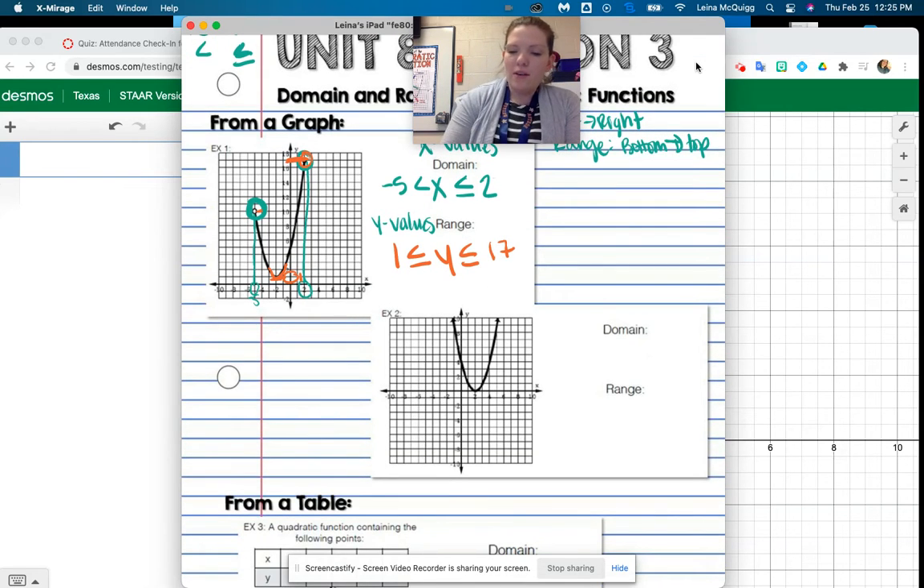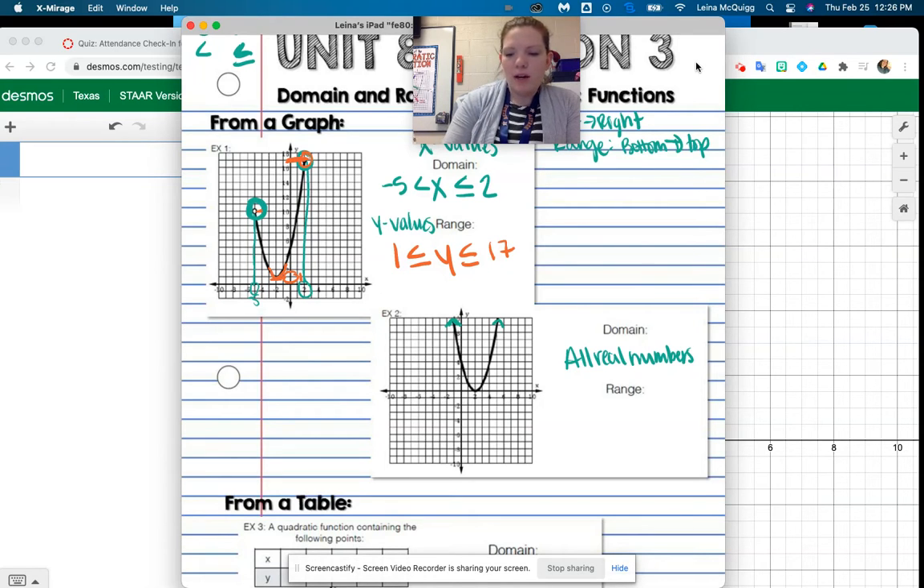So then our second graph, we're going to do domain, which is left to right. The right color, here we go. So left to right. On the left-hand side of the graph, there's an arrow. That means it's going to keep going forever and ever and ever in that direction. On the right-hand side of the graph, I have another arrow, so it's going to keep going forever in that direction. So here we say this is all real numbers.